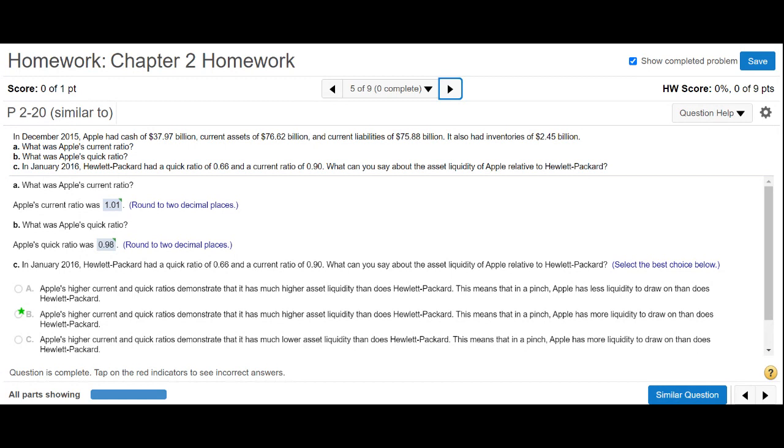It's saying that Apple's higher current and quick ratio demonstrate that it has much higher asset liquidity than Hewlett Packard. This means that in a pinch, Apple has more liquidity to draw on than does Hewlett Packard, right? Look, Apple has, in other words, 101, right? And then look at Hewlett Packard, it's 66 and 90.